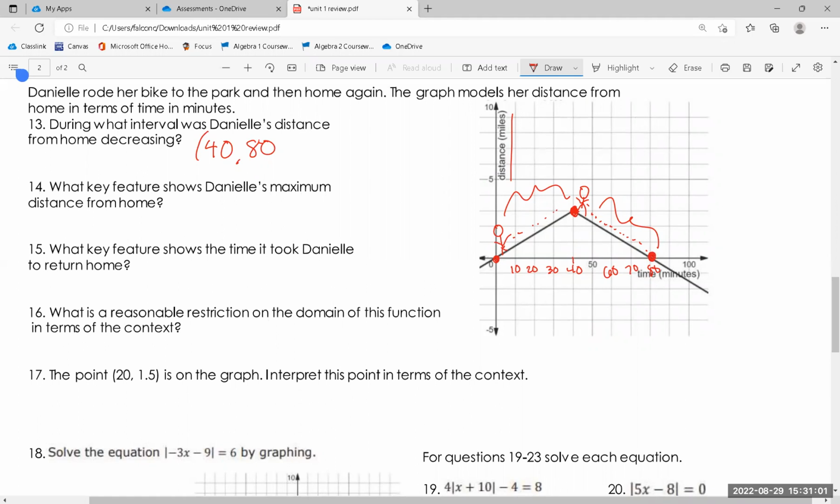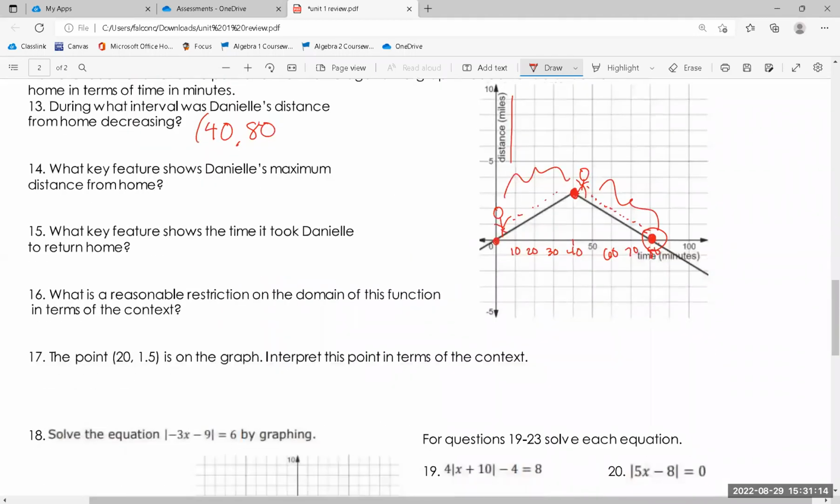And then for the last part of this, she's not increasing or decreasing at 80, right? She's back home. She's not going anywhere. So we're not going to include that in our interval. We're going to put parentheses around it. All right. Next question.